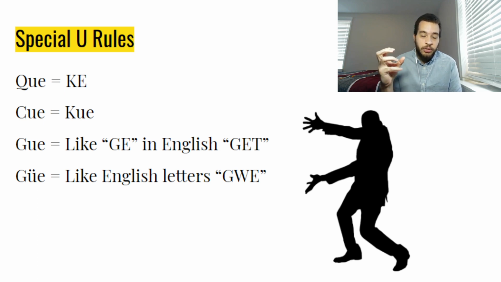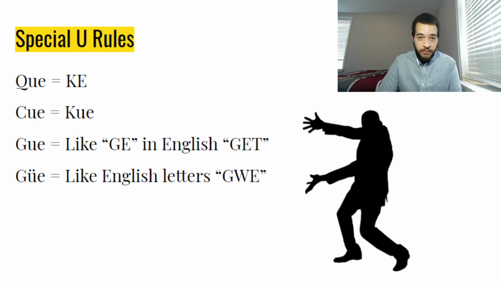To get the U to really come out with a G, we need to add an umlaut. That is these two dots that you put on top of the U to make it sound like this, "gue." So if you have regular GUE, "ge." If you have G umlaut E, "gue."